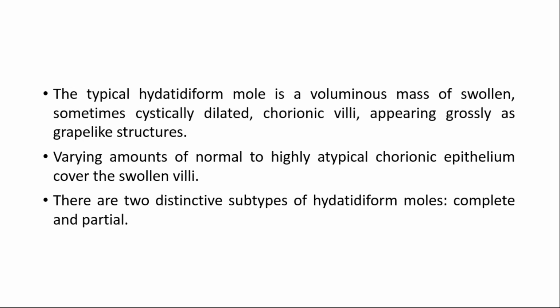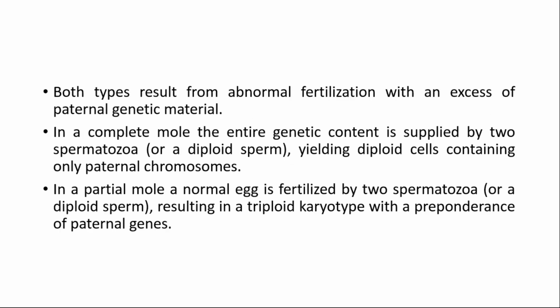So, how is a hydatiform mole formed? Normal fertilization is a fusion between the egg and sperm. In a hydatiform mole, the sperm will be diploid, not a haploid sperm. So the formed embryo will have a major number of paternal chromosomes when compared to maternal chromosomes. As previously said, both types result from an abnormal fertilization with an excess of paternal genetic material.